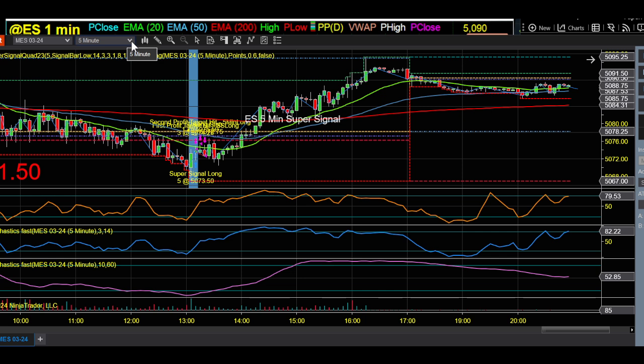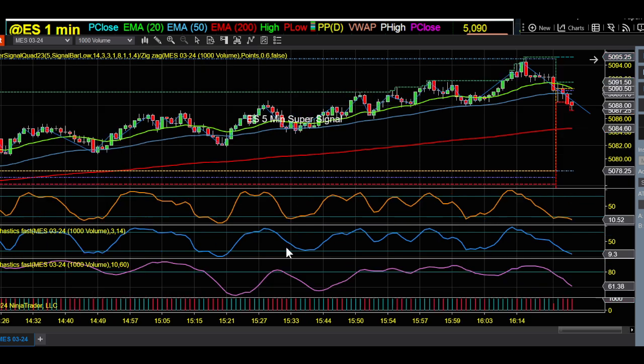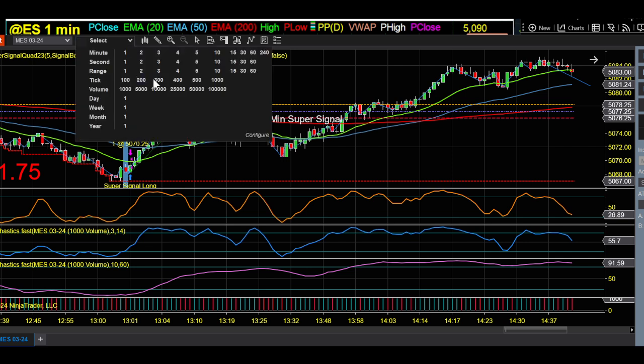Now that was the 5-minute. What was it I looked at? The one that was at the 1000 volume, or was it the 300 tick I just looked at? Nope, that was that one right there. That was the 1000 volume. And then let's take a look at the 300 tick.